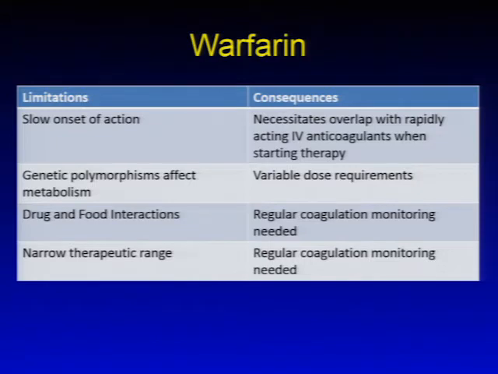There's genetic polymorphisms, of course, that affect metabolism of warfarin. There's food and drug interactions. That's why warfarin needs to be monitored on a regular basis. And the other thing, there's a narrow therapeutic range of warfarin. So again, there needs to be regular coagulation monitoring. And some of the newer drugs that we'll discuss don't have that necessity for regular coagulation monitoring.